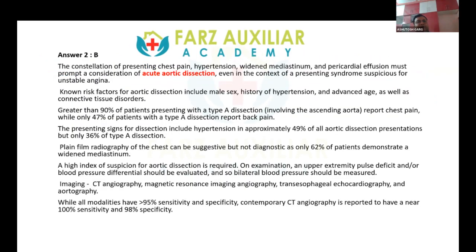So this is a case of aortic dissection because known risk factors for aortic dissection are male sex, history of hypertension, advanced age, connective tissue disorders. More than 90% of patients with type A dissection report chest pain, while only 47% of patients with a type A dissection report back pain. So high index of suspicion should be there. And on examination, you can find also upper extremity pulse deficit or BP differential. So the bilateral blood pressure should be measured. In imaging, you can do CT angiography, MR angiography, transesophageal echocardiography, and aortography.